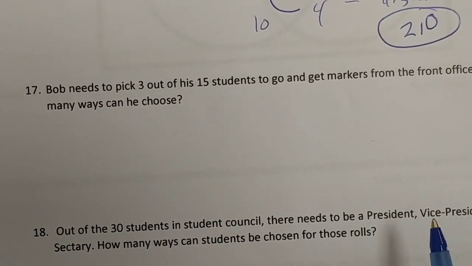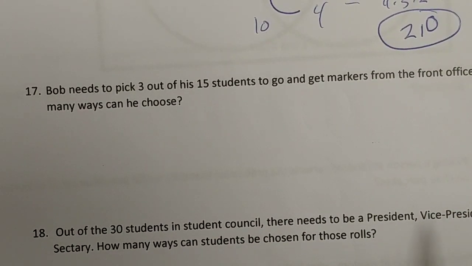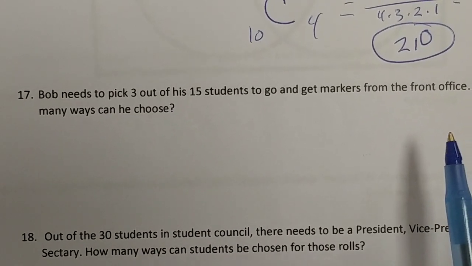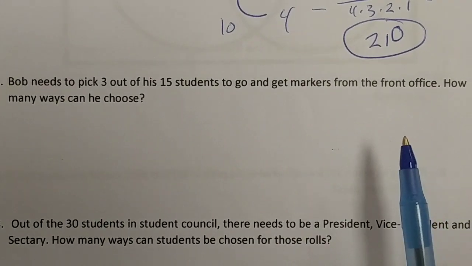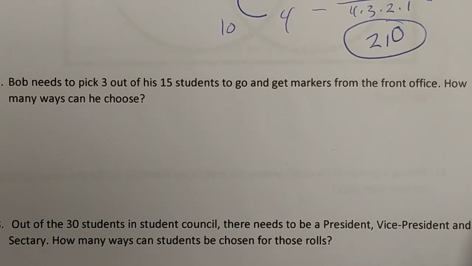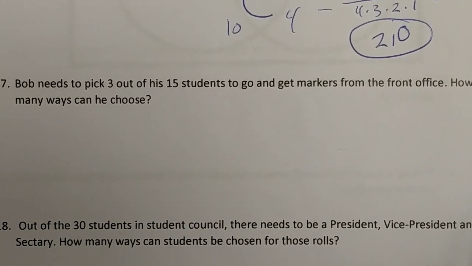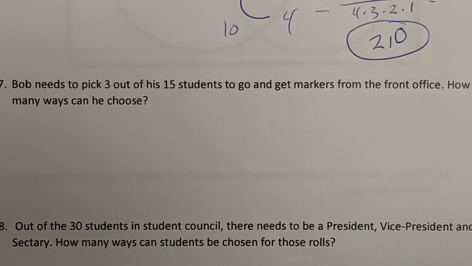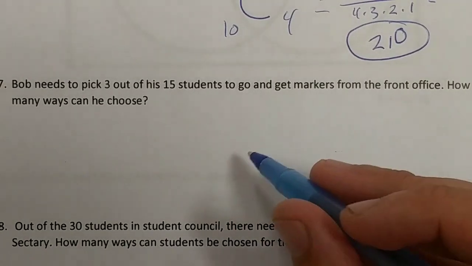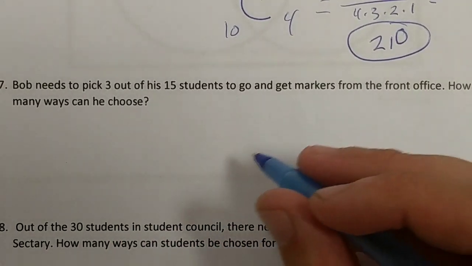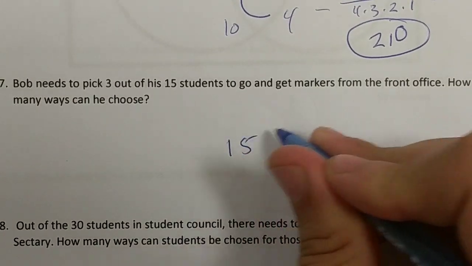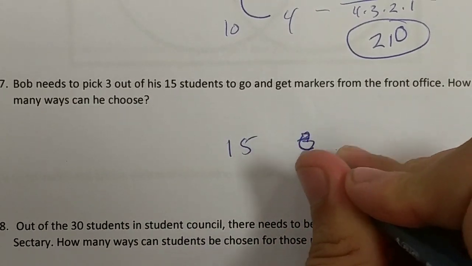All right, next one. Bob needs to pick 3 out of his 15 students to go into the market. Markers? Get markers from the front office. How many ways can you choose? Now, it doesn't matter if I choose you first or choose you last. You're all going to get markers. I don't know why this is a three-man job. Bob is just letting his students leave willy-nilly. But it doesn't matter. I don't care who goes first or last.